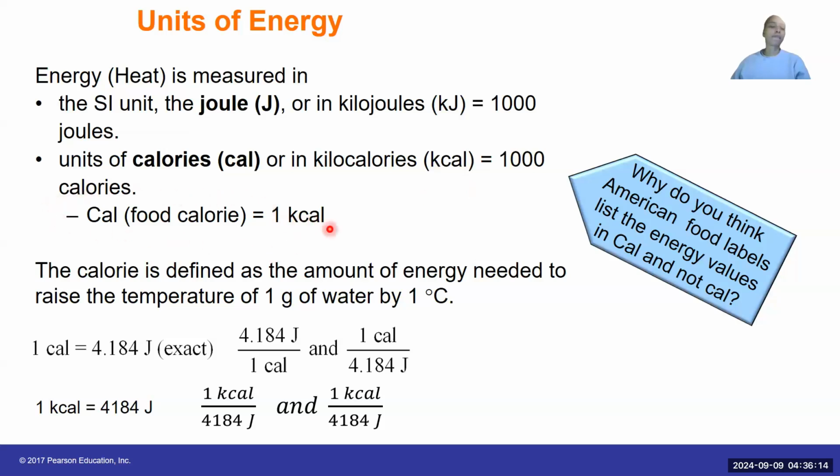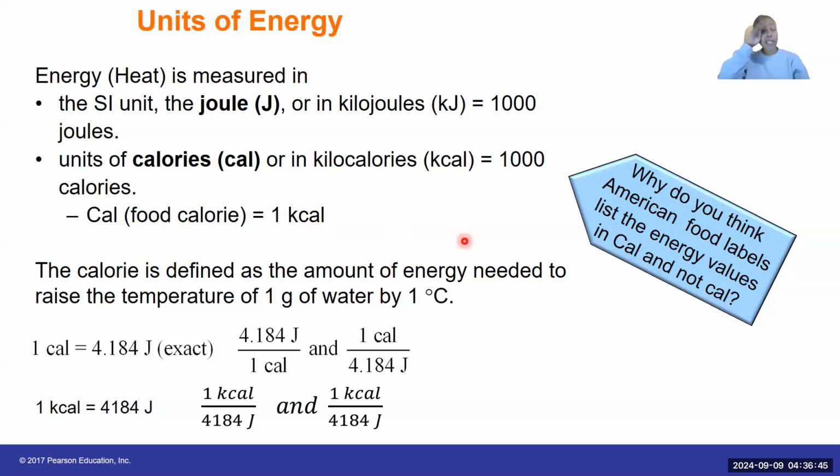Please note that the food labels on American food items are labeled with the capital CAL. Remember I told you in chemistry, all capital and lower cases means something. Notice that capital CAL is the food calorie is equal to 1 kilocalorie. Notice lowercase cal is 1 calorie, whereas capital CAL represents 1 kilocalorie.